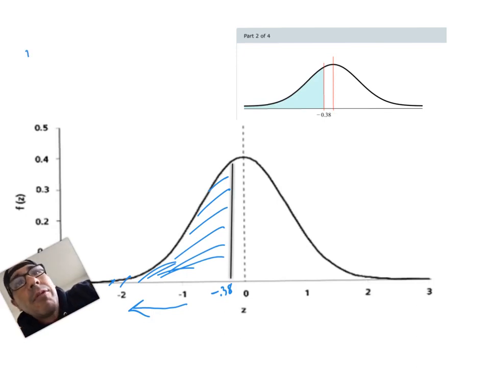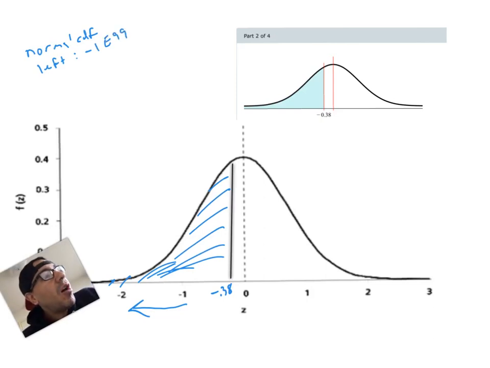So when I use that program, normal CDF, that we're going to look at right now, the left point here, I'm going to use negative 1E99. And this is what you're always going to use when everything's shaded to the left, right? When everything's shaded to the left. If everything was shaded to the right, then that would be a positive. So just make a note of that. That's going to be very important.